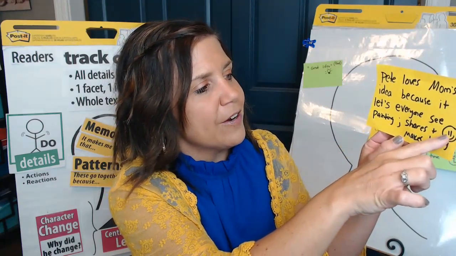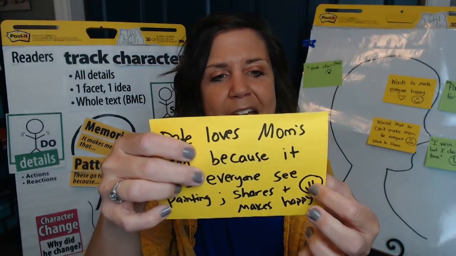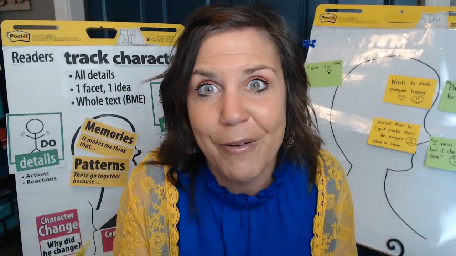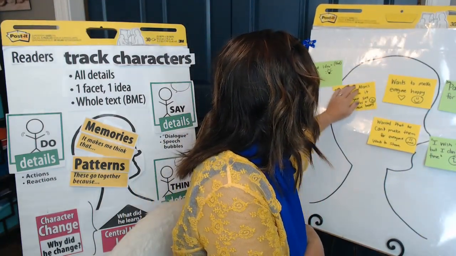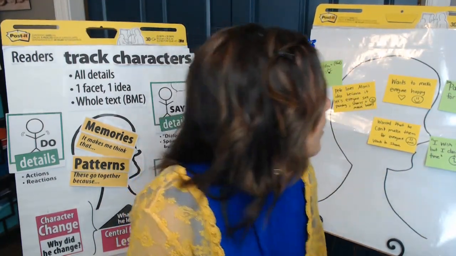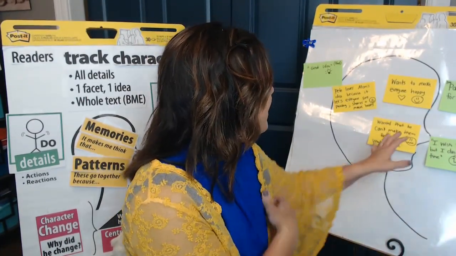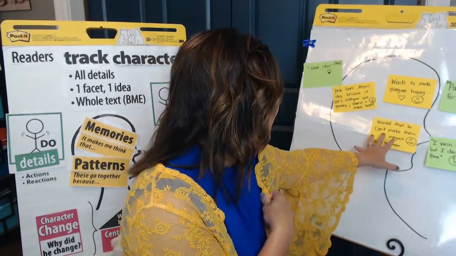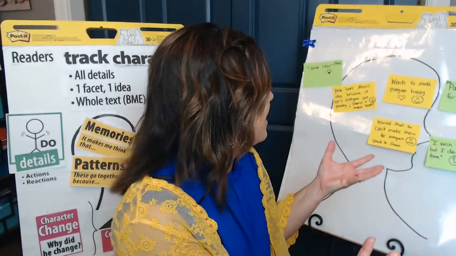And he shares, and it makes him happy. He's happy at the end. He's proud that everyone can see it, and he's happy. And so those are my thinking voice thoughts at the end. So when I look at these thoughts, he starts off wanting to make everyone happy, and then he worries that he can't do it. But he loves Mom's idea because now everyone can see his painting.